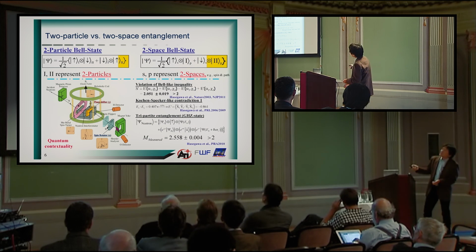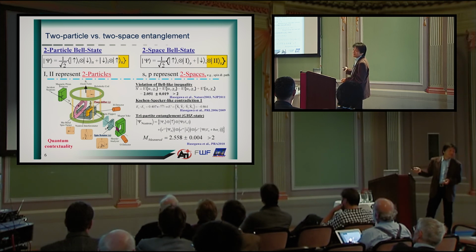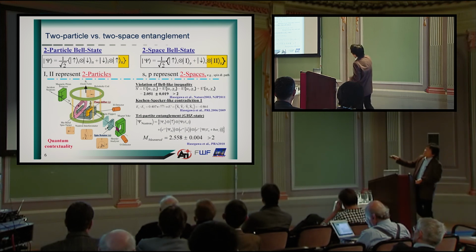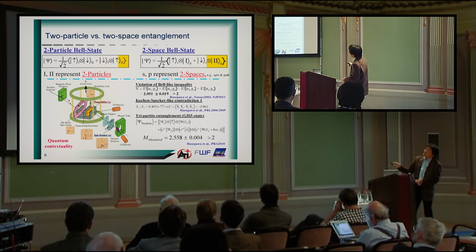Namely, in the first experiment, we made an entanglement between the spin degrees of freedom of neutrons and path degrees of freedom in the interferometers. In this case, there is beam path 1 and beam path 2. It's a two-level quantum system. In beam path 1, the spin is up. In beam path 2, the spin is down.